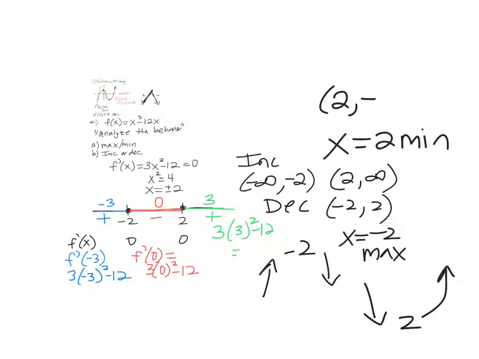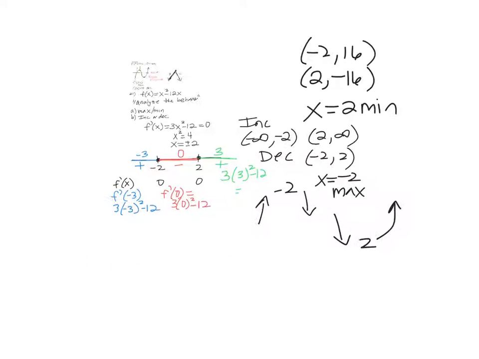If you plug it in, you get negative 16, and then at negative 2, you get positive 16. So one's the max and one's the min. If it's a single point, are we allowed to use the second derivative test or something? Sure, go ahead. We don't know that yet. Yes, 1 point is easy.